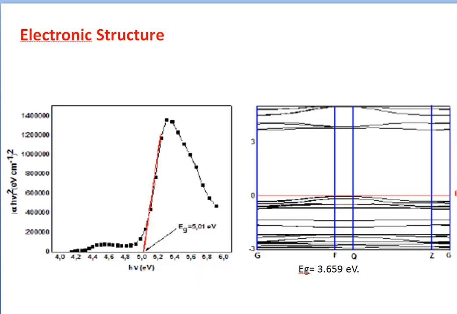The electronic properties are obtained experimentally from the UV-visible spectrum. The gap energy is calculated to be 5.01 electron volts. Here we can see the band structure of benzoic acid. The gap energy calculated by DFT is obtained to be 3.6 electron volts. This underestimation is explained by the approximation of DFT.